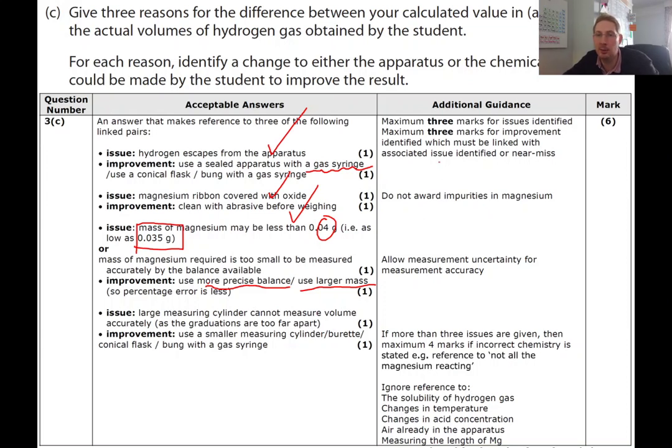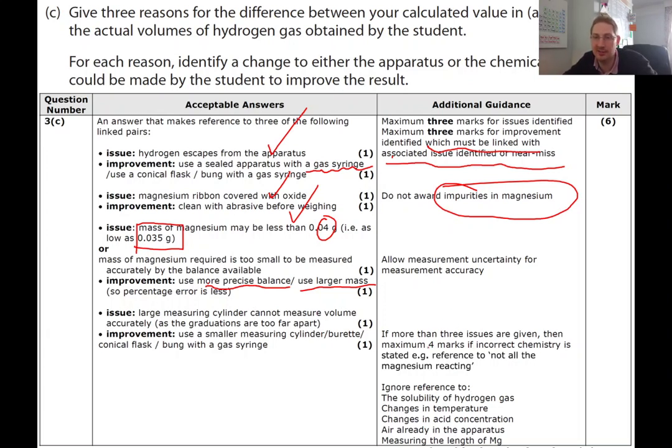Okay. What have we got over here? Maximum of 3 marks for issues, maximum of 3 marks for improvement, which must be linked with the associated issue or a near miss. So you can't get 6 marks if your 3 problems don't match up with your 3 improvements. Do not award impurities on magnesium. Okay, slightly harsh there. I would have thought that was okay. It wants you to specifically talk about the oxide coating.